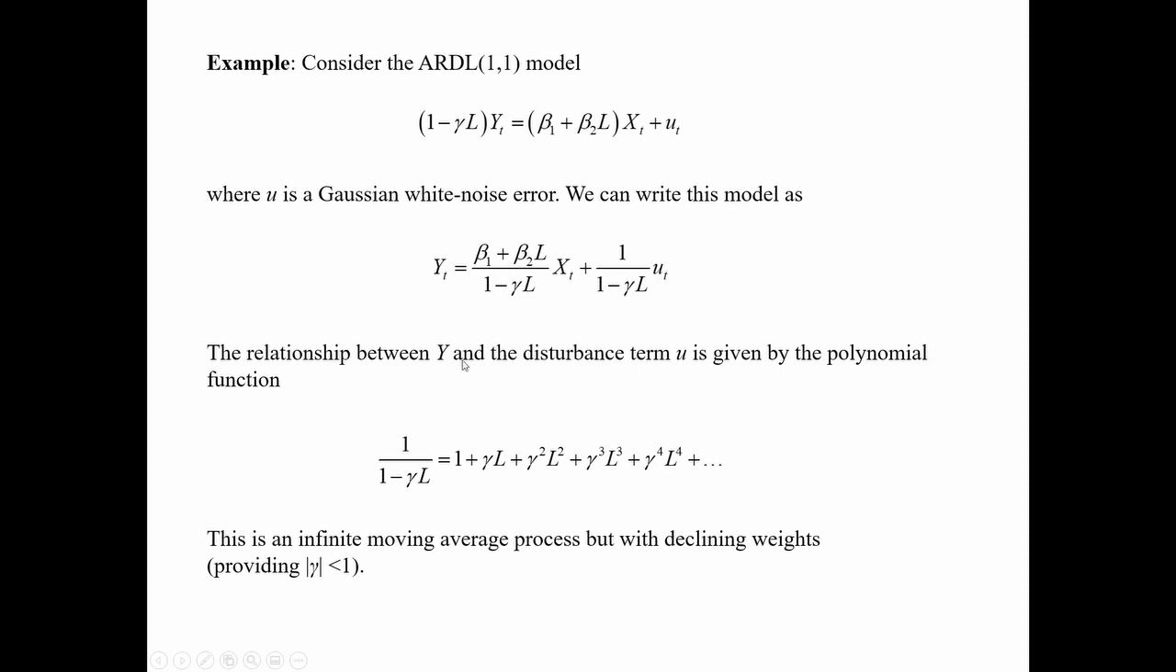The relationship between y and the disturbance term is now given by this polynomial function here, 1 over 1 minus gamma L. Now, with a little bit of manipulation, we can show that this is equal to 1 plus gamma L plus gamma squared L squared plus gamma cubed L cubed, etc. This means that there is an infinite moving average process in the errors here. However, provided gamma is less than 1 in absolute value, the weights on these lagged error terms will get smaller and smaller the further we move into the past, so this will be a stable process.